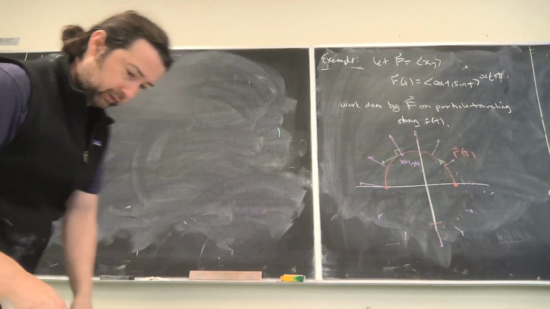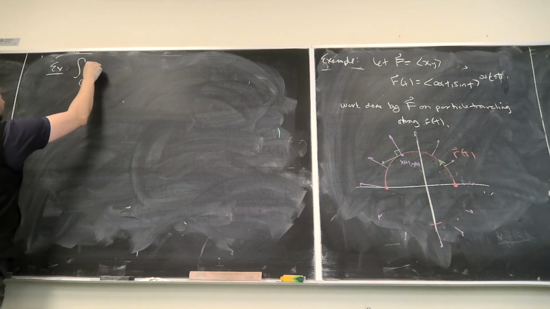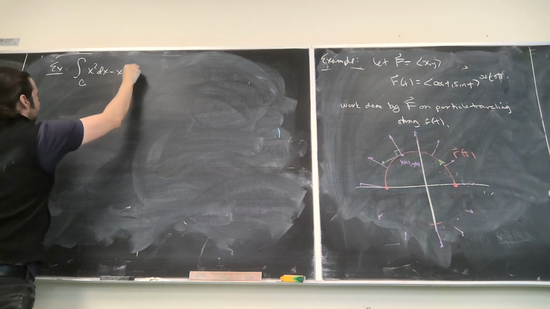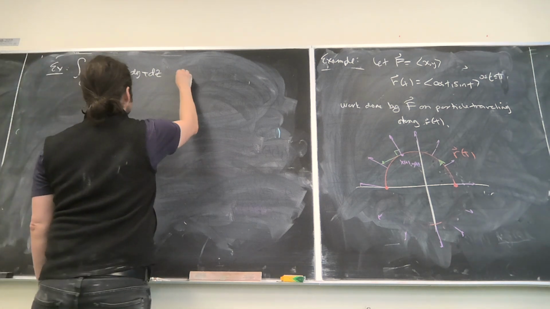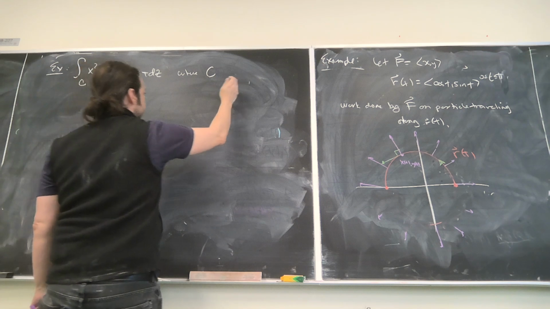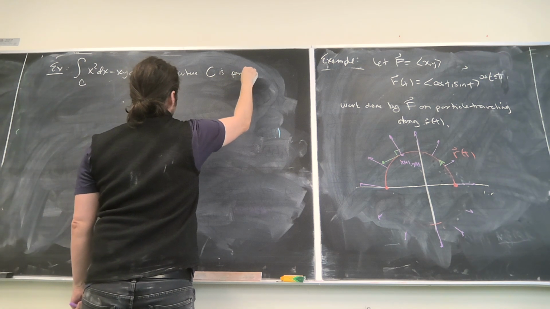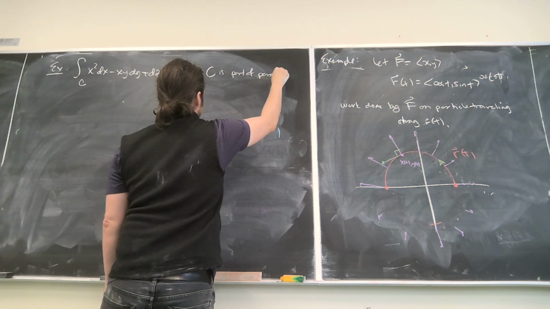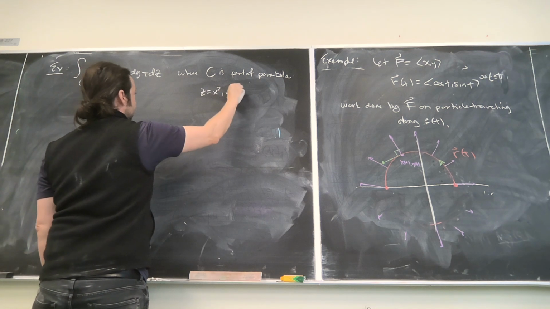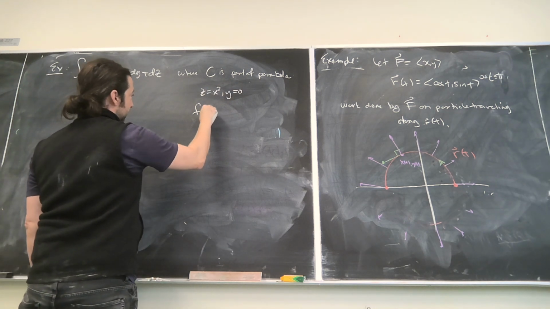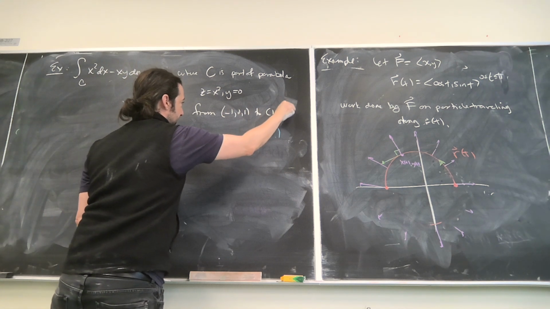Let's take a look at the integral over C of x squared dx minus xy dy plus dz, where C is the part of the parabola z equals x squared, y equals 0, from the point (-1, 0, 1) to the point (1, 0, 1).